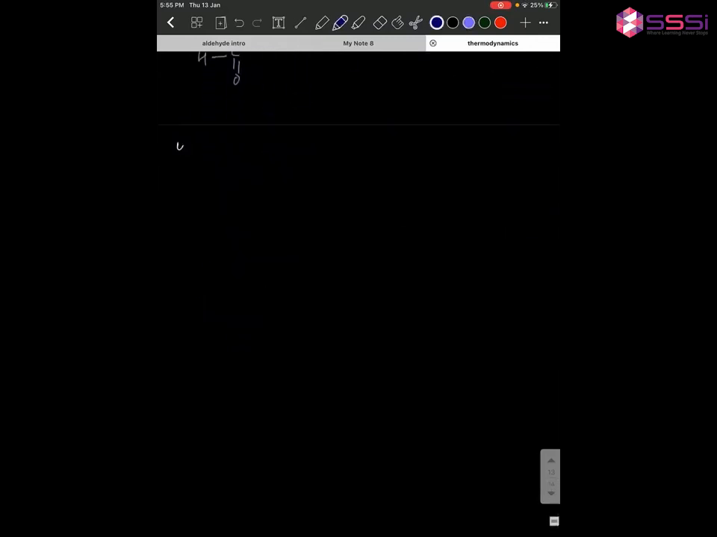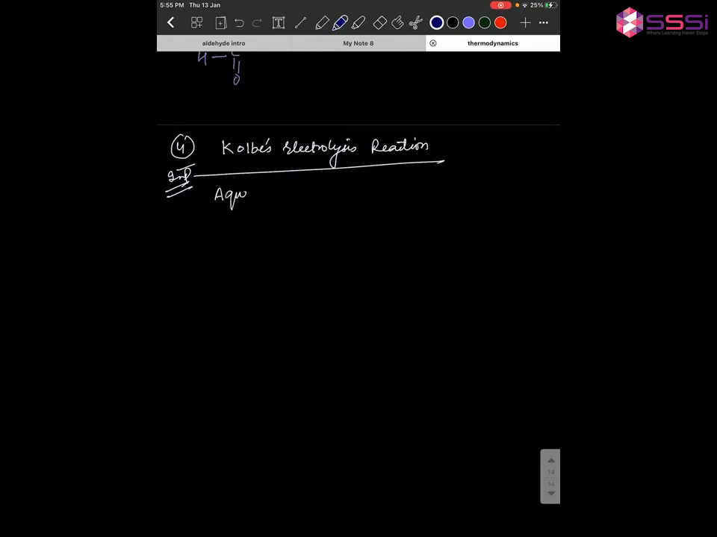The last and important reaction from the properties of salt is Kolb's electrolysis reaction. Very important reaction, just like Hunsdiecker reaction. All the name reactions are very important. It is Kolb's electrolysis reaction, or we can say Kolb's electrolysis product. What does it comprise of? Aqueous solution of sodium or potassium salt on electrolysis gives alkanes.